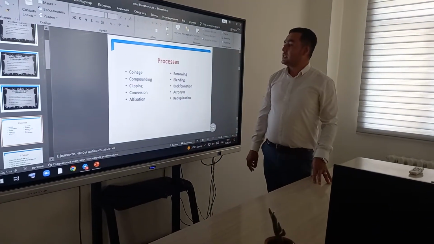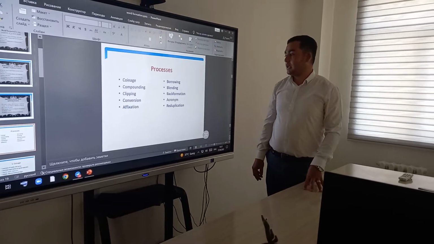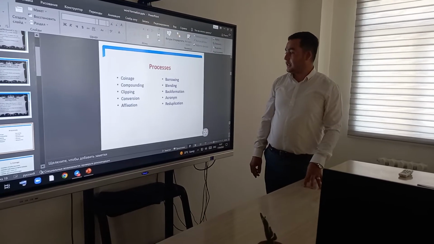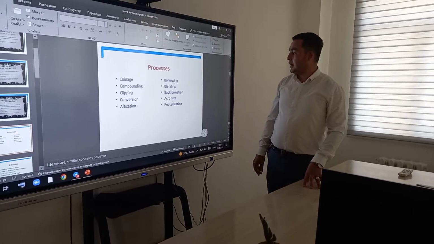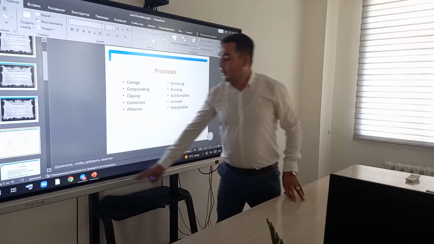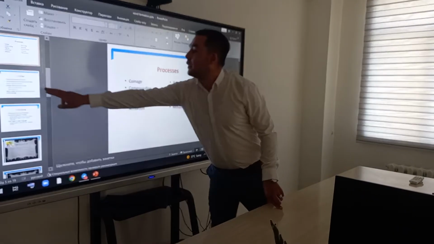There are some processes of word formation. The first one is coinage. The next ones are compounding, clipping, conversion, affixation, borrowing, blending, back formation, acronyms, and reduplication. Now we will discuss each of them step by step.